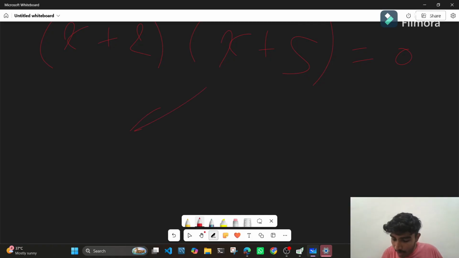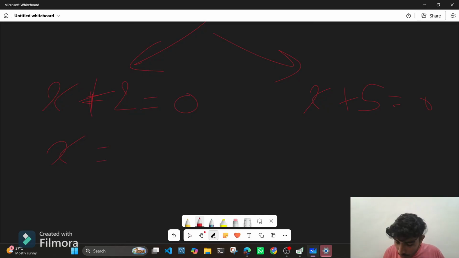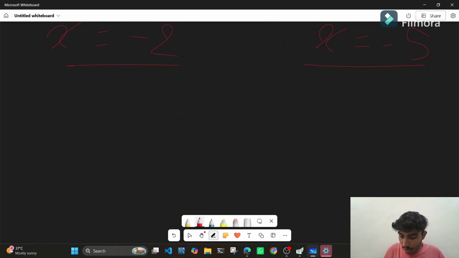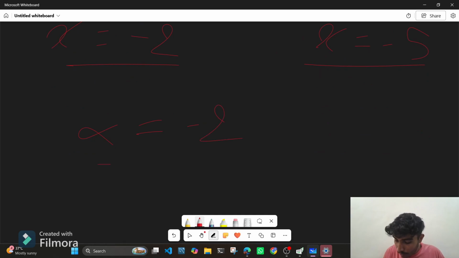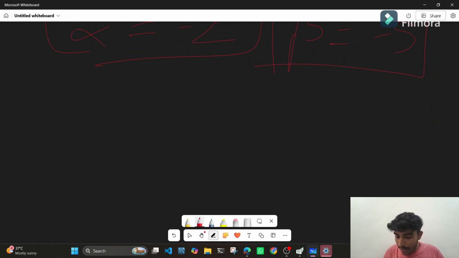If we equate them with zero, we individually equate them with zero. So x plus 2 equal to 0 and here x plus 5 equal to 0. So x is equal to -2 and here x is equal to -5. Now we'll find the sum and product. We got two values of x, so our alpha is -2 and beta is -5. Very good. Next, we need to find the sum and product of roots.